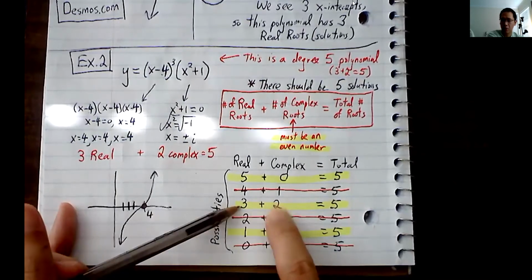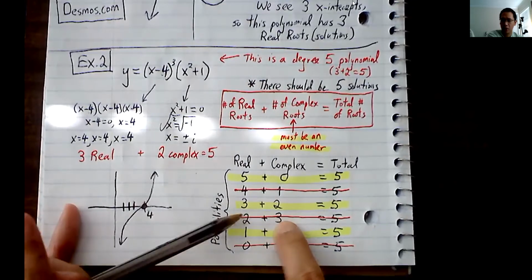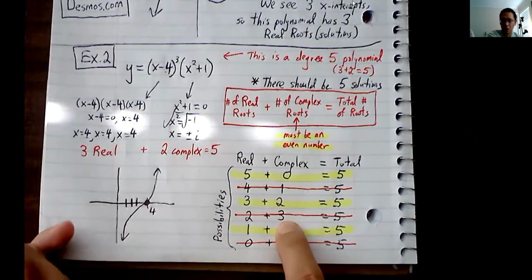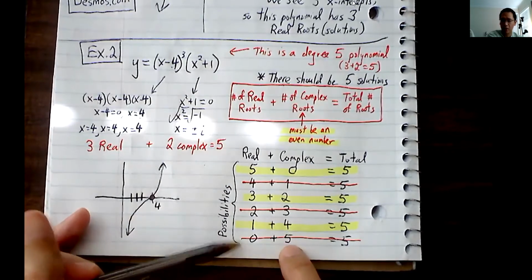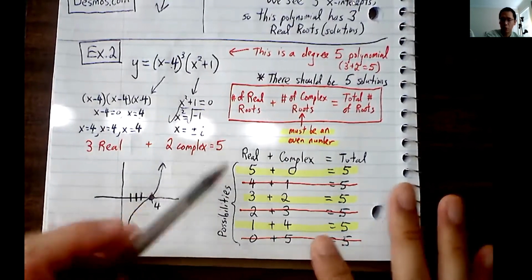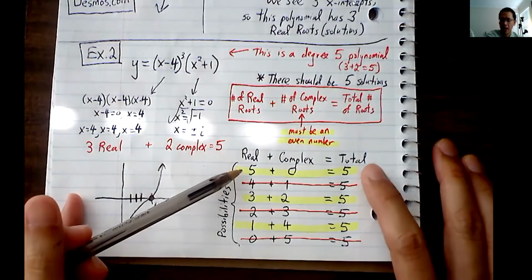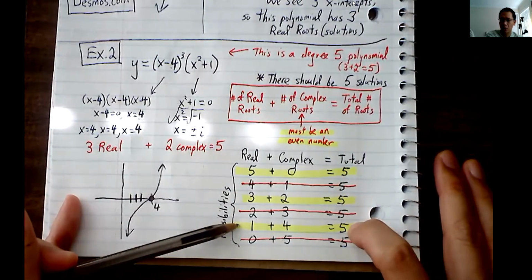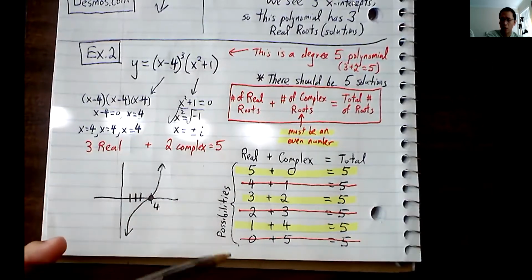2 is an even number. 3 plus 2 equals 5. That's true, so we can keep this option. 2 real and 3 complex we can't do, even though it adds up to be 5. 3 is an odd number, so it doesn't fit the complex restriction that we have. 1 and 4 is fine because 4 is an even number. 0 and 5 we have to eliminate because 5 is not an even number. So without even looking at this particular problem, we know that we must have either 5 and 0, 3 real and 2 complex, or 1 real and 4 complex, right? These are the only possible options that can work for our problem.